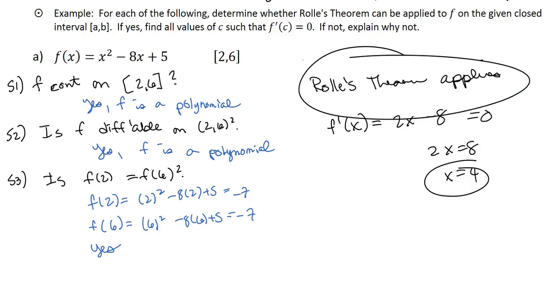Now, even if you knew that the derivative could be equal to 0, if Rolle's theorem doesn't apply on this problem, the most important part is figuring out whether Rolle's theorem applies. So check that first if that's what you're told to find.